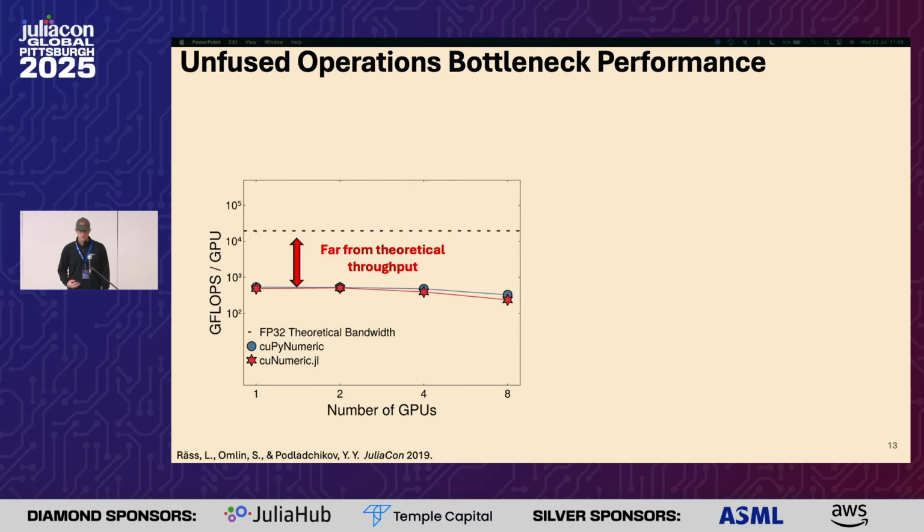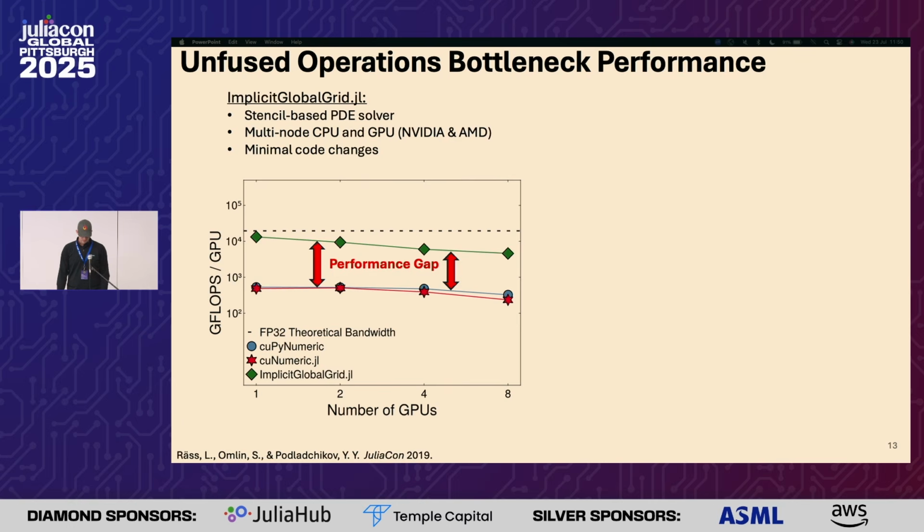So another aspect is you may have seen that there's a dotted line of floating point 32 theoretical performance on this Gray-Scott heat diffusion application. We're pretty far from it. And we started to look into this, like why are we so bad relative to the peak theoretical performance?